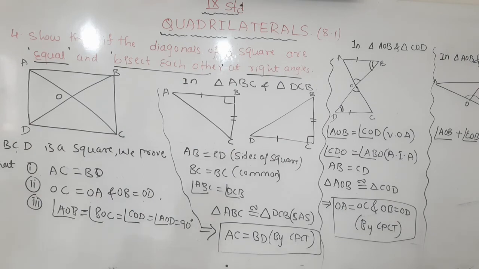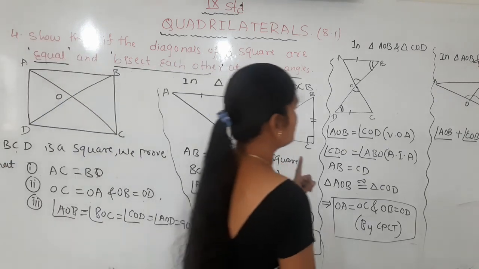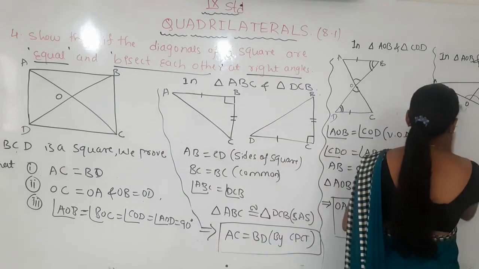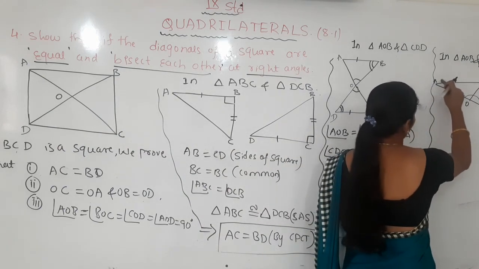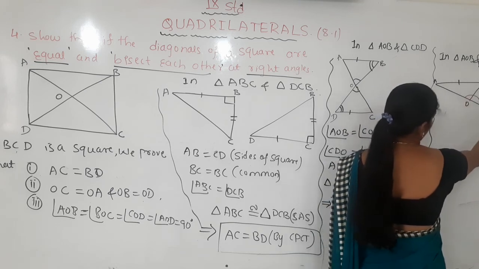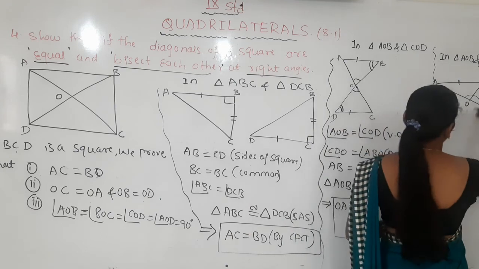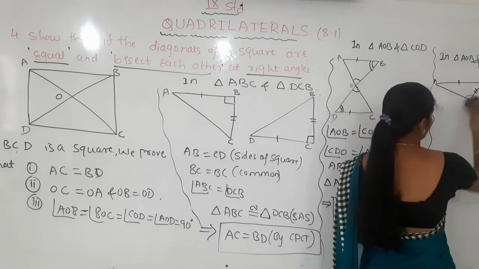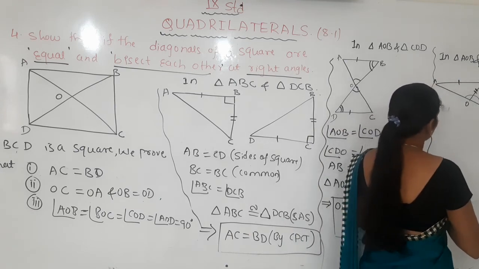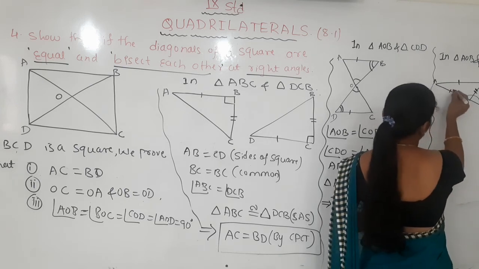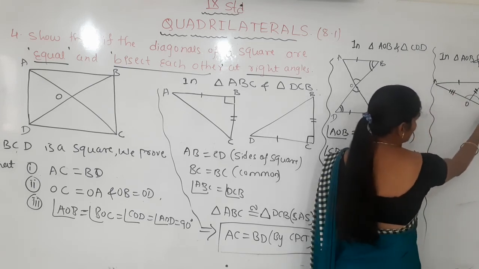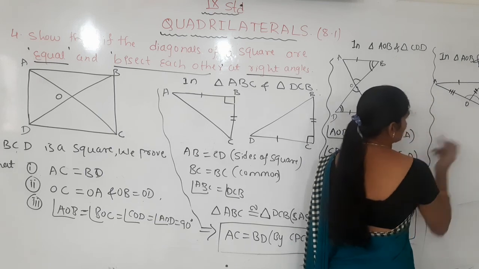Otherwise, first you can prove these two triangles are congruent, then the sum of these two angles is 180 degrees. Next, take here, prove the two triangles congruent. Here, your AB is the same as BC, sides of the square. And OB is common for both the triangles, common arm. And we have proved the diagonals bisect each other, so OA equals OC, we proved.